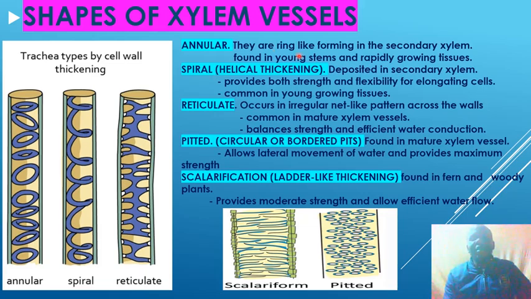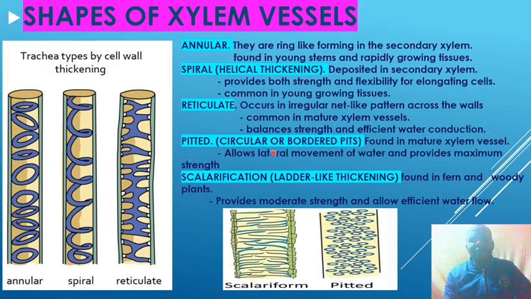So the annular, we're saying they're ring-like, forming in the secondary xylem, and this one will be found in young stems and readily growing tissues. Spiral or helical thickening, these are deposited in the secondary xylem, provides both strength and flexibility. That's for the spiral. Strength and flexibility, common in the young or growing tissues. When we speak about the reticulate, these occur in an irregular net pattern across the walls, common in mature xylem vessels. Role: balance of strength and efficient water conduction.